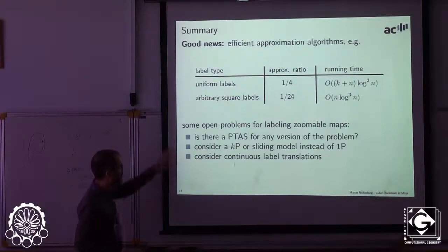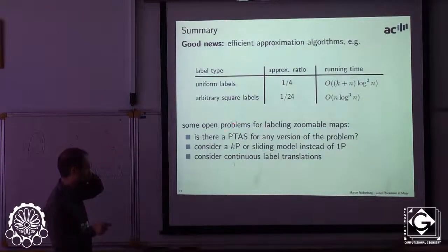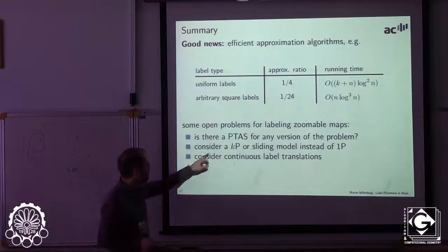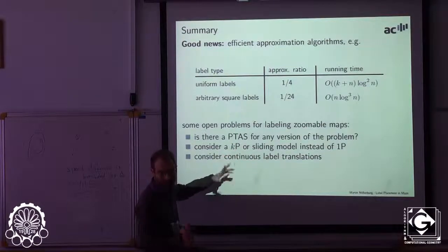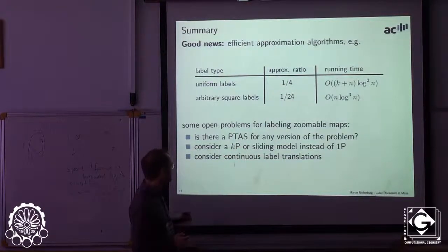A couple of open problems for this labeling in maps where you can zoom in is that currently we do not know whether there is a PTAS that can get better approximation ratios here, like 1 plus epsilon. We have also not considered k-position models. Maybe 2-position models would be something that is interesting here, or using sliding models.